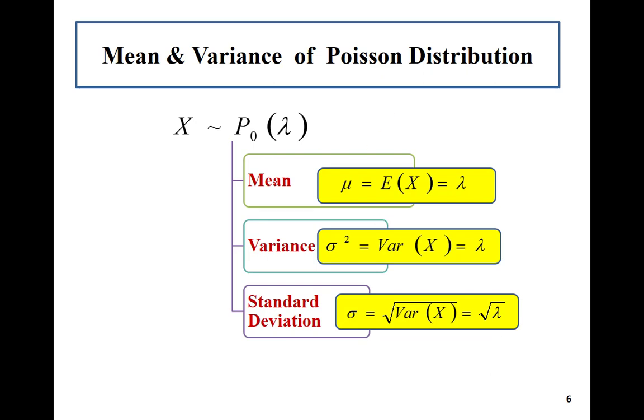In this distribution, we are going to find the mean, which is equivalent to lambda. Variance is also equal to lambda. Standard deviation will be the square root of lambda.